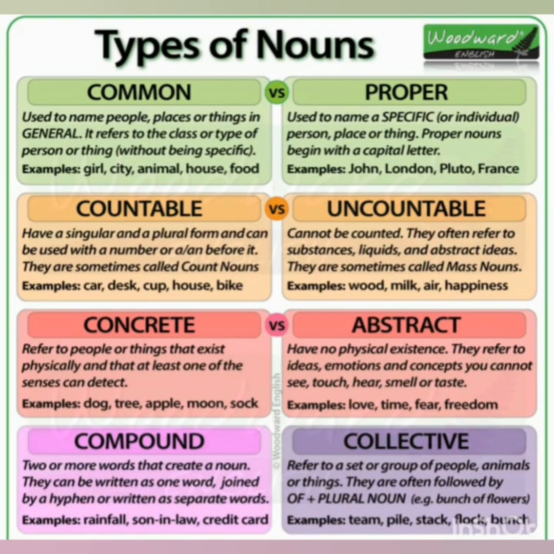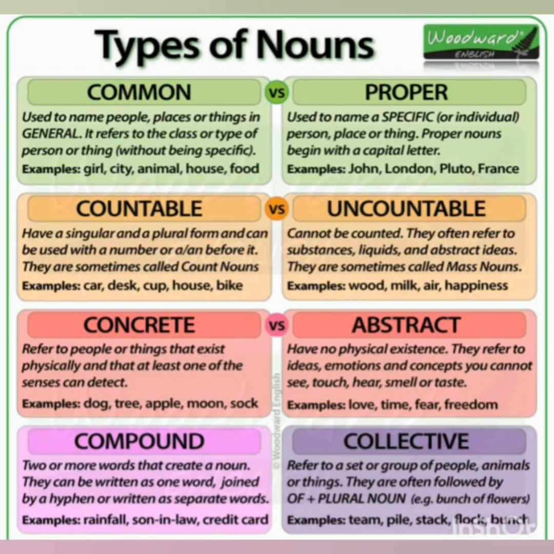Next, let us see the other types of nouns. Common noun. Common noun is used to name people, places or things in general. For example, girl, city, animal, house, food, etc. Next is proper noun. Proper noun is used to name a specific person, place or thing. Proper nouns begin with a capital letter. For example, London, France, John, Pluto, etc.